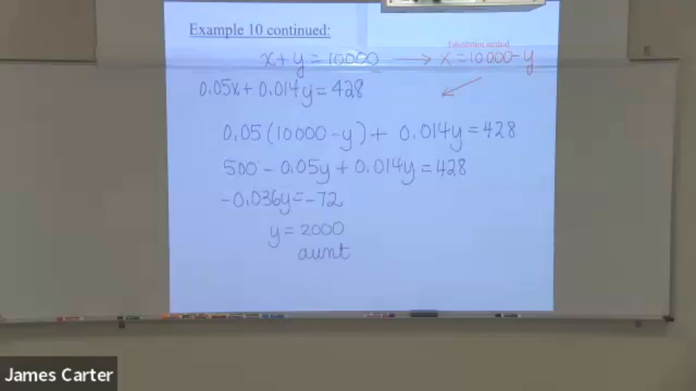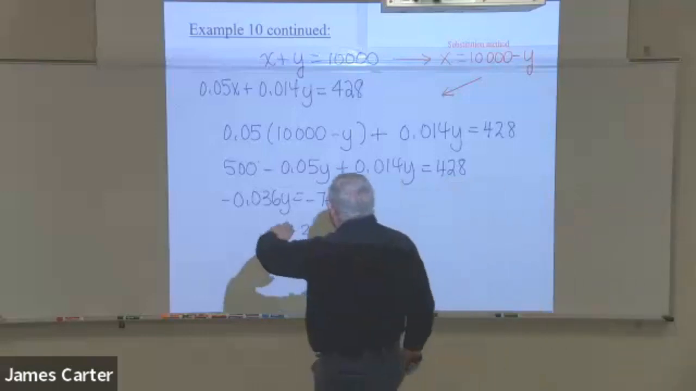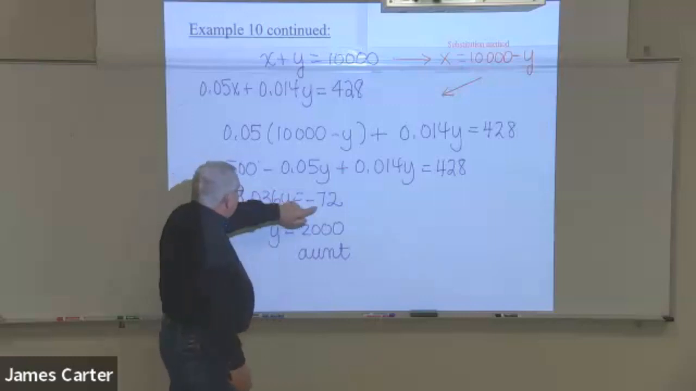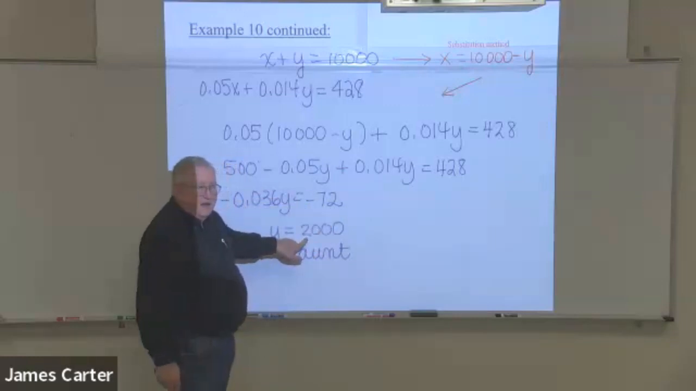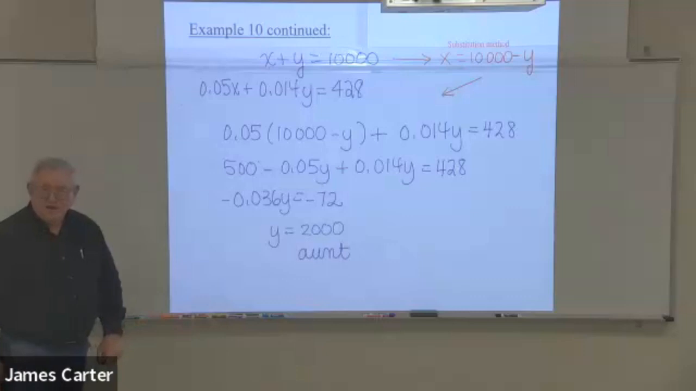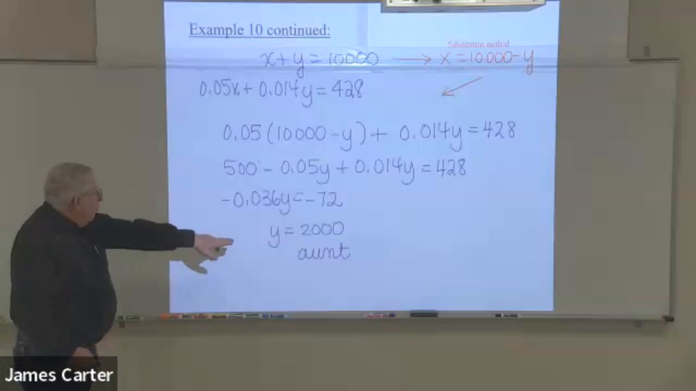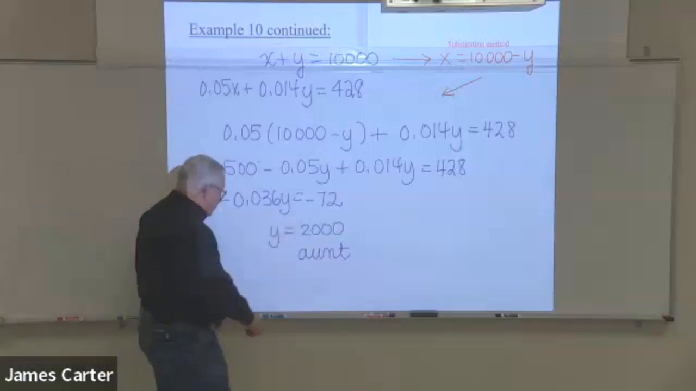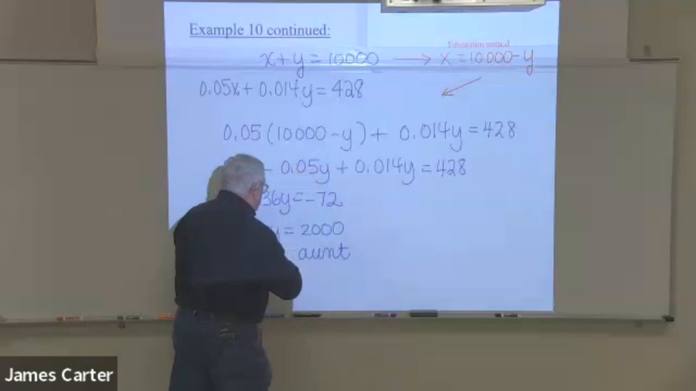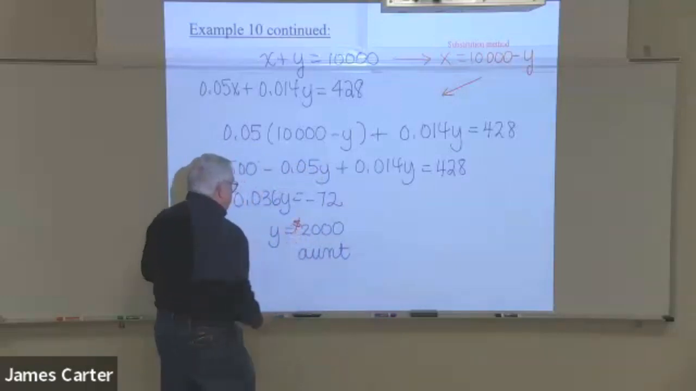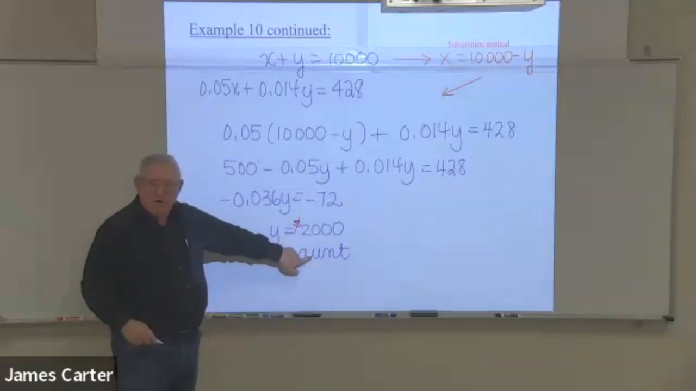Well, look at this. 36 is half of 72. You actually could do that one in your head. So what does this 2,000 represent? This 2,000 represents the dollars that he borrowed from his aunt.